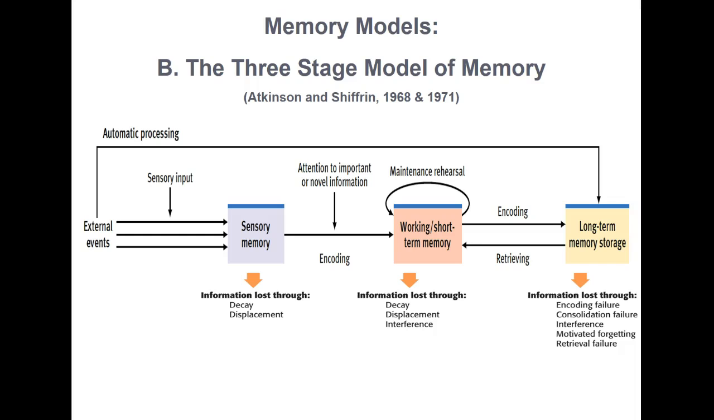So once we have things that we're paying attention to, that information can go to short-term memory or working memory. Short-term memory is the term we use when we're talking about the capacity and how long information lasts in short-term memory. Working memory is the term we use when we're actively thinking about information in this stage of memory. So it's a little hard to understand.